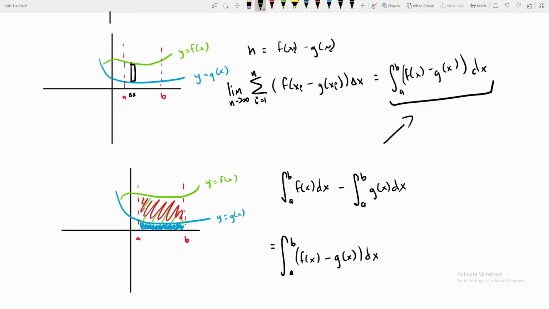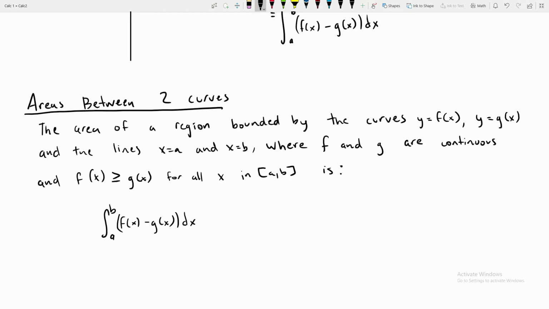And there we go. We have landed at the same two integrals, using two different concepts to get to the same endpoint. So here's the formal definition for the area between two curves.